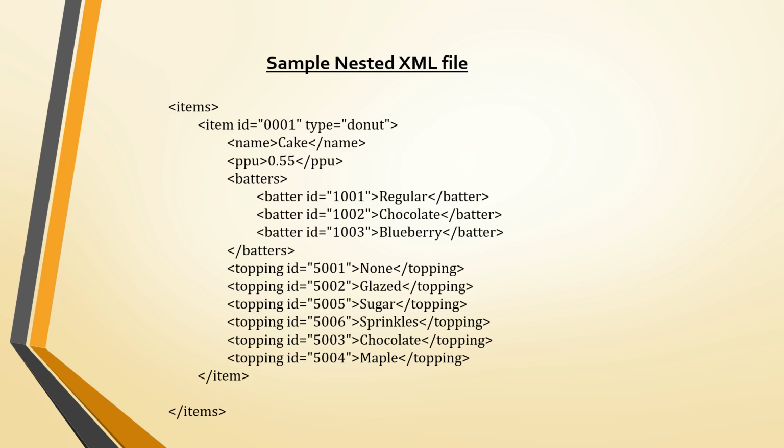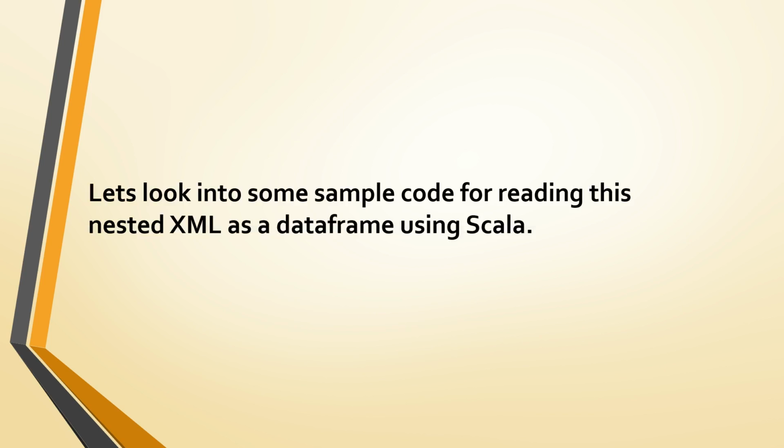So friends, this is the sample nested XML file we are dealing with today. If you see here, items is the root tag, item is the row tag. In the file there will be multiple item row tags, and inside the item row tags we have different tags like name, PPU, and batters. Inside batters there is an array of batter tags, and the topping is also an array of topping. Now we will see how to read this file in a data frame and how to flatten this structure.